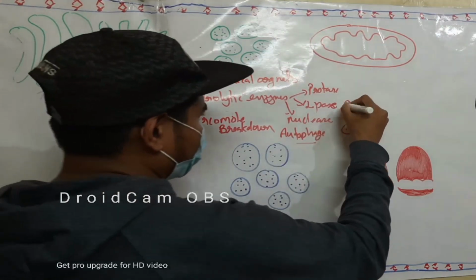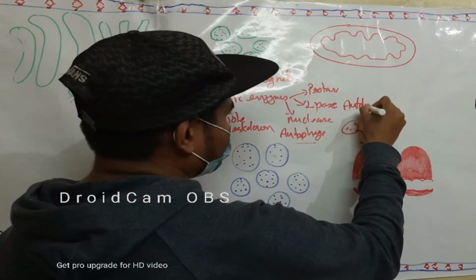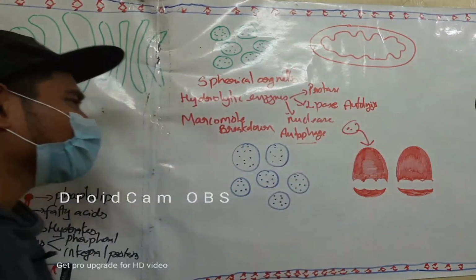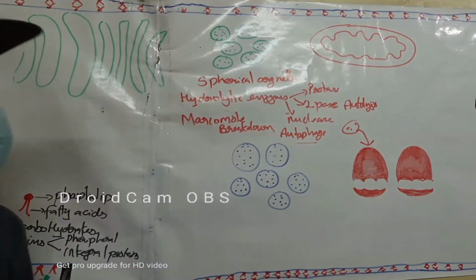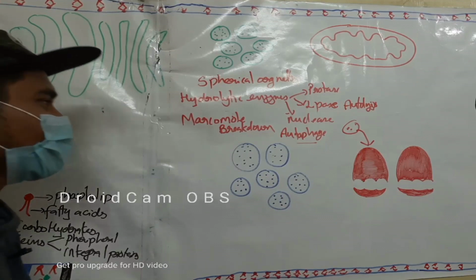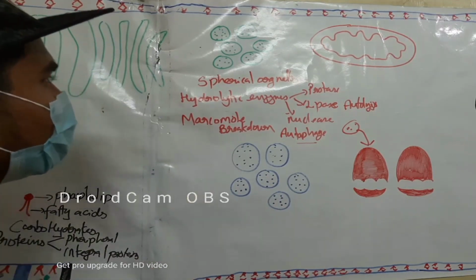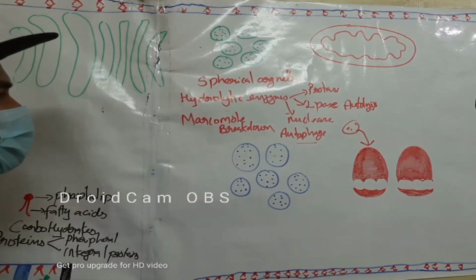The lysosome also performs a function known as autolysis. Autolysis is the function through which, when a cell is damaged, these lysosomes break open and destroy the entire cell. This function of the lysosome is known as autolysis.